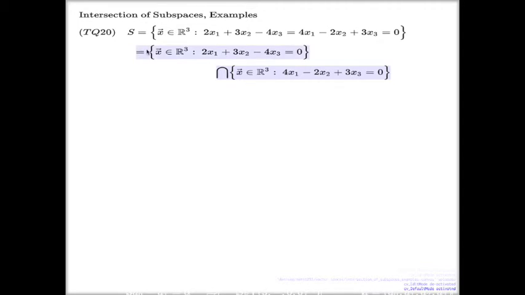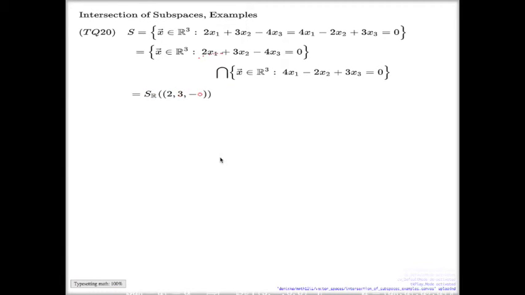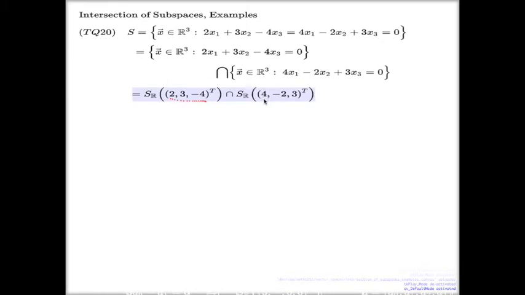Now, individually, this piece and this piece perfectly fit into the orthogonal complement subspace lemma scheme, isn't it? All I need to do is choose that A vector properly. And here is my choosing. For the first one, the A vector is 2, 3, negative 4. For the second one, the A vector is 4, negative 2, and 3.